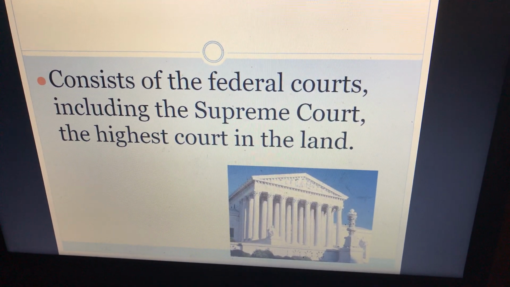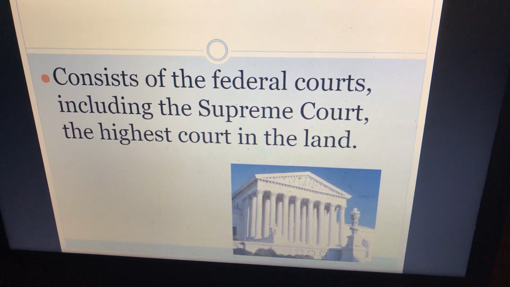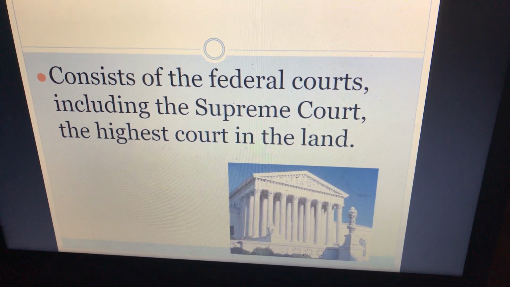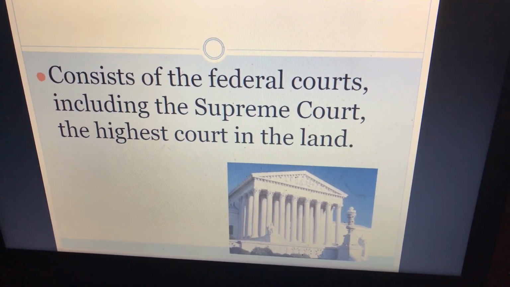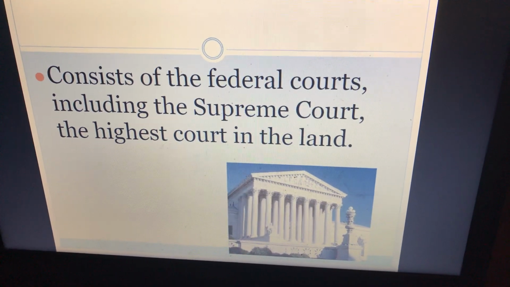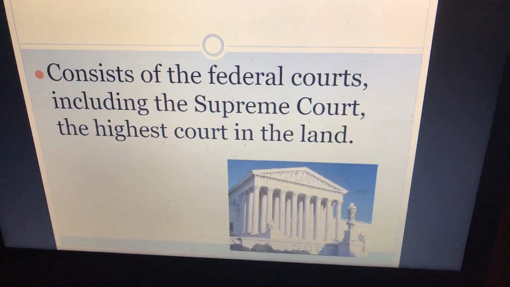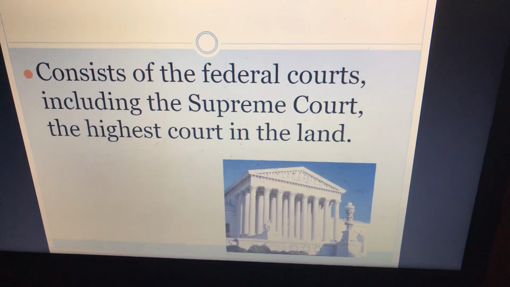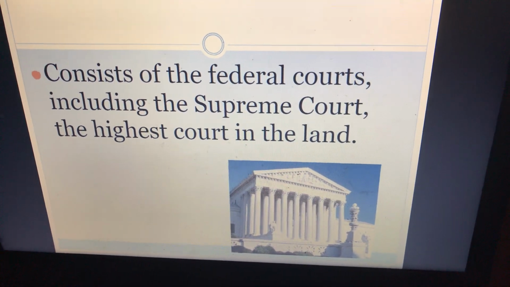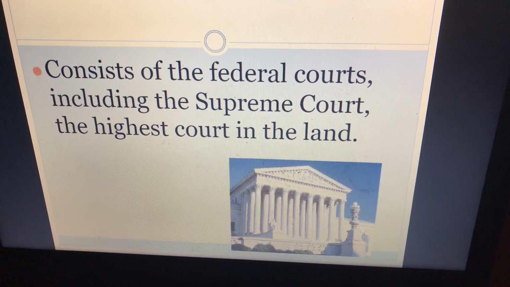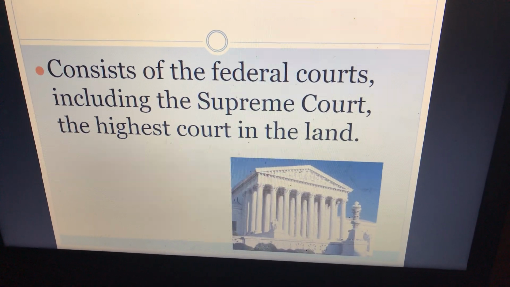Again, federal means national, and the highest national court in the United States is the Supreme Court. Again, if you look up on the charts up on the wall, you will see that laid out for you under national, under the judicial branch. Again, the Supreme Court is at the top. The Supreme Court is the highest court in the United States. Again, like I said, we'll talk more about each of these individual courts once we get into SOL 10. So the judicial branch consists of the federal courts, including the Supreme Court, the highest court in the land.